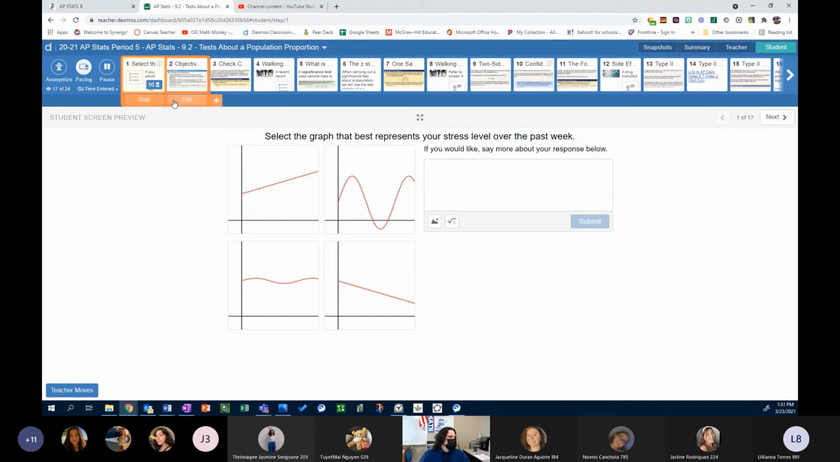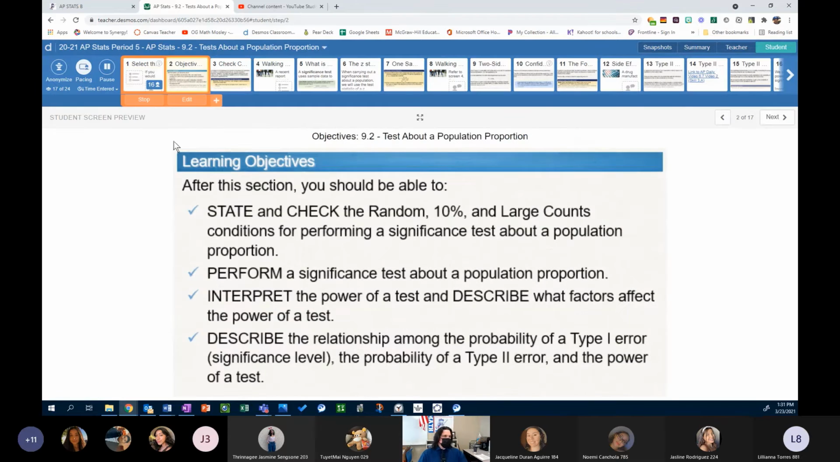All right, so first, I'll just be adding screens that you are able to go through along the way. We're moving on to screen number 2, which is our objectives for section 9.2, tests about a population proportion. Similar to the last few chapters, we do a general idea, significance tests, and then we look at proportions and then means. Today we're dealing with proportions.